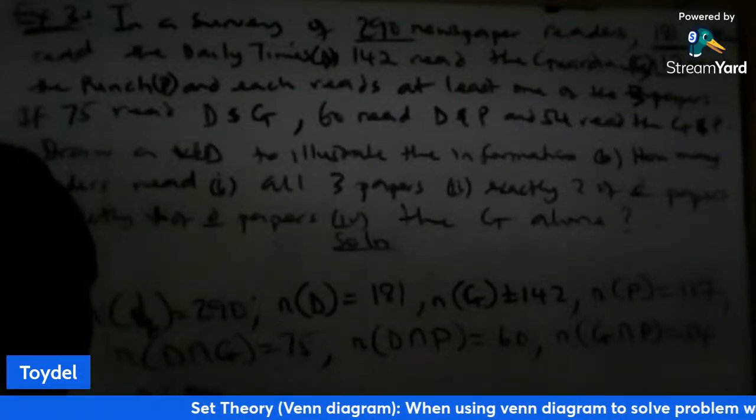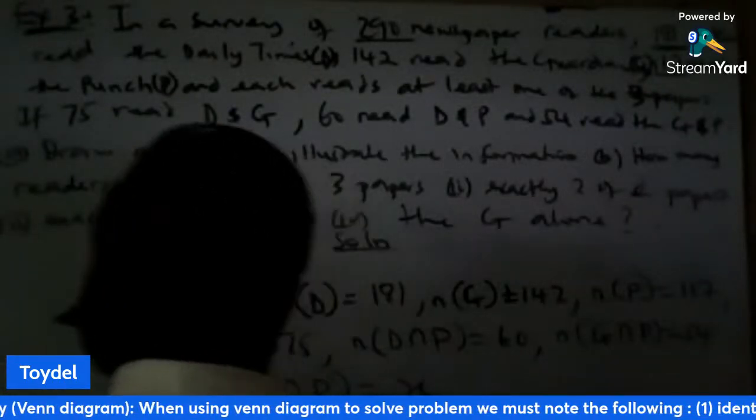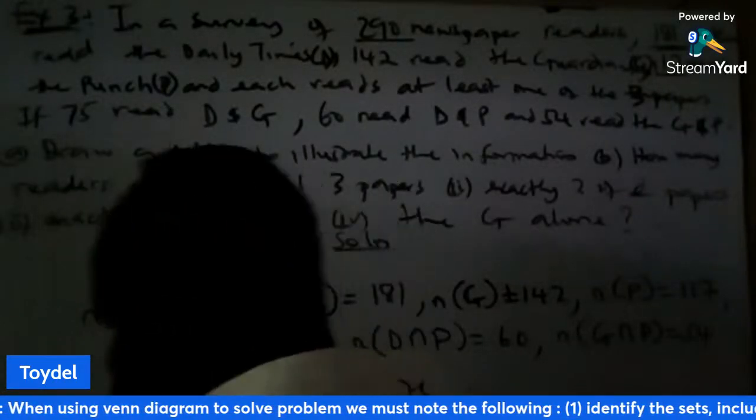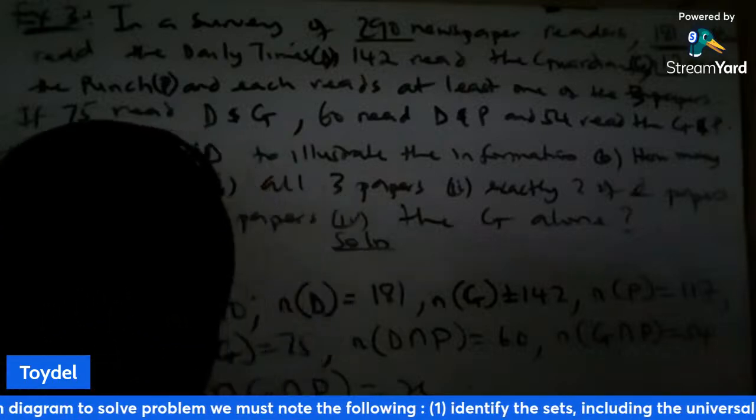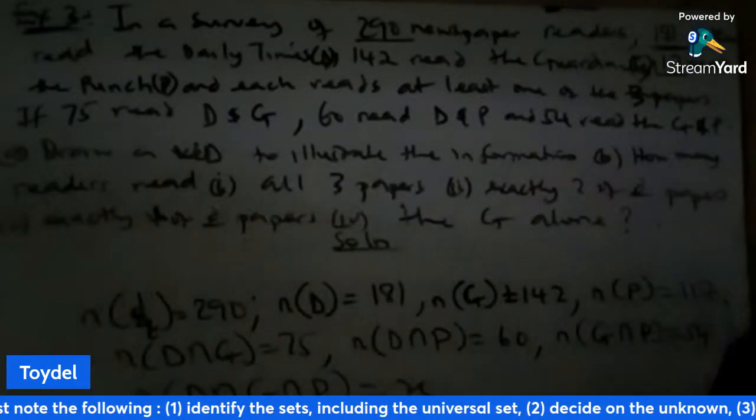And of course, we are going to have the number that read all the three papers, Daily Times intersection Guardian intersection Punch. We represent that as X. So these are the available information.